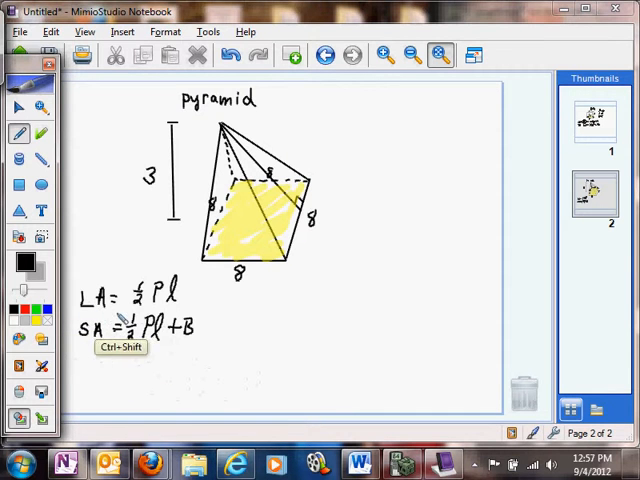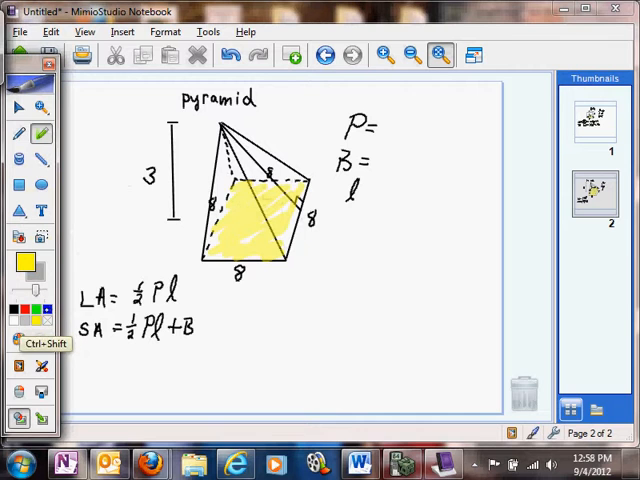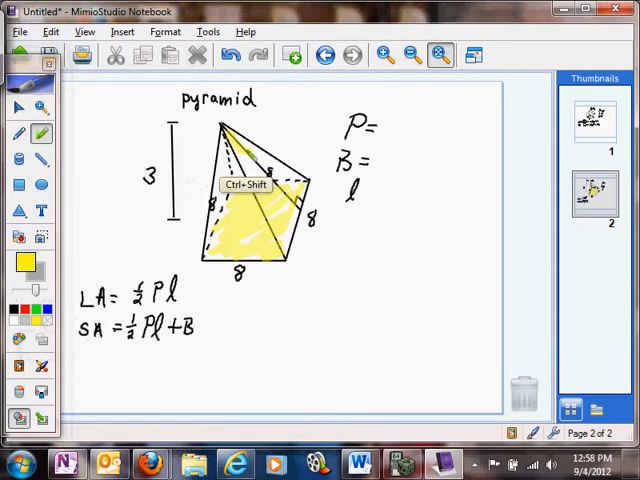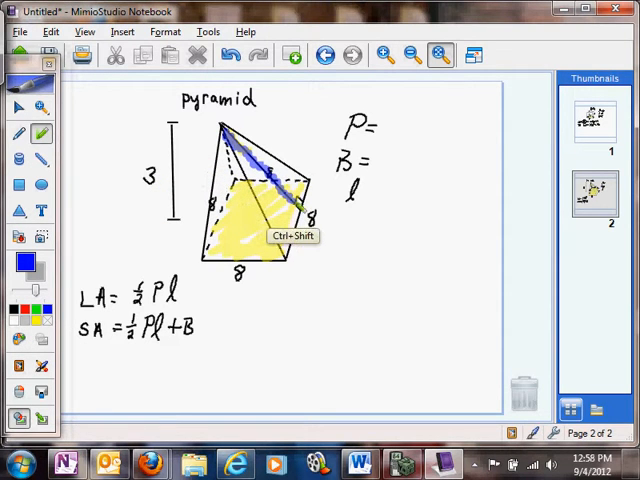So we're recapping really quick. The lateral surface area is 1/2 times big P times little l. The total surface area is 1/2 times big P times little l plus big B. Big P is still the perimeter of the base, and big B is still the area of the base, but we have something new, and it's called little l. Little l is this slant height right here, the height of this triangle on its side. That slant height is little l.